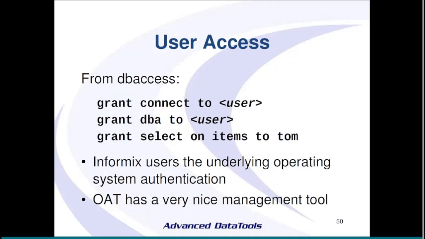The big thing to note here is that, unlike other databases, some do and some don't, Informix by default uses the underlying operating system's authentication. So when I say GRANT CONNECT TO Tom, I'm granting connect to myself, my personal account. If an account doesn't exist, it will still take that permission, but as long as the account doesn't exist on the operating system, it's not going to be usable. OAT, by the way, if you are running it, has a really nice user and permission management tool. If you're getting fairly complex, it can be helpful to sort things out.